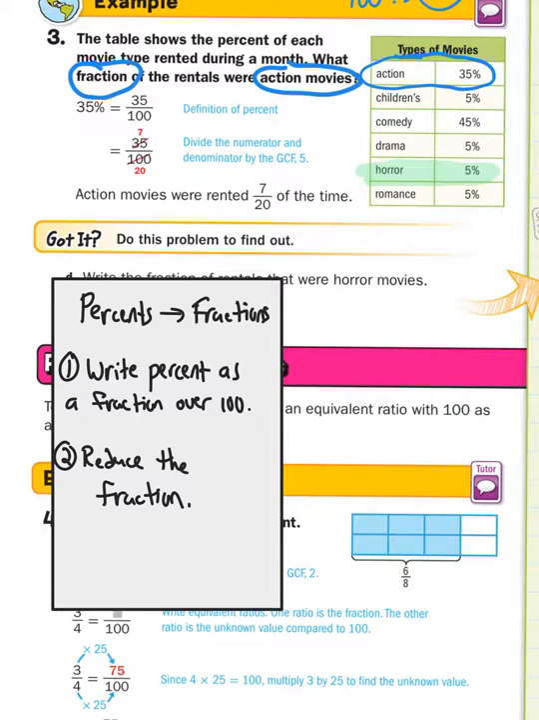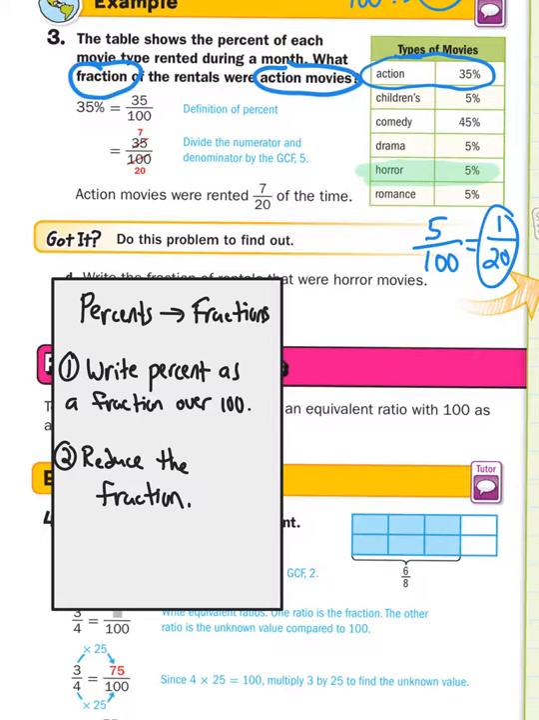So now, did you follow the steps? First, you write 5% as 5 over 100. And reduce it, you get 1/20th. So 1/20th is your answer for problem D. That was the fraction that was horror movies.